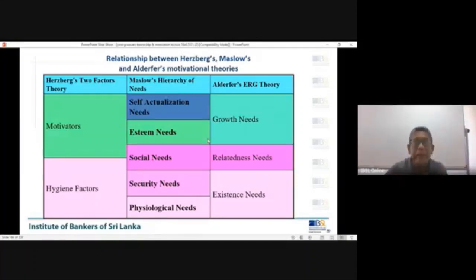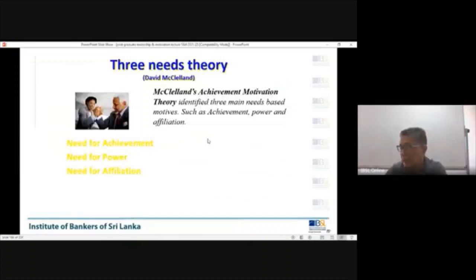Okay, now let us discuss another theory, that is David McClelland's. David McClelland identified, in his motivational achievement theory, three main needs. Note one important thing: all these content theories talk about needs, what needs contribute to the motivation of employees.